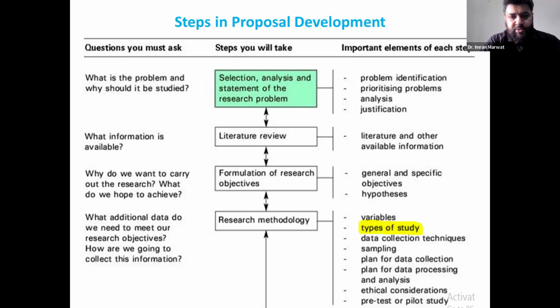And this proposal has a few sections, because after doing a rigorous literature search, you have to identify the gaps in the literature, and on the basis of that, you develop that this is the area which needs to be further explored. And you can see that we start with selection, analysis, and statement of the problem, then literature review.